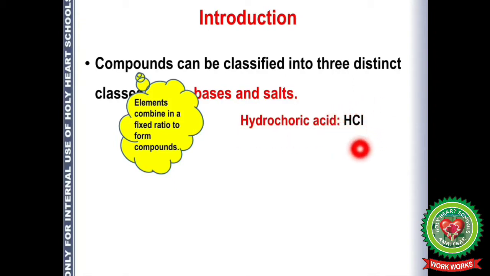Why are they in the ratio 1:1? Because of their valencies. The second example, let's take zinc chloride. The valency of zinc is +2 and the valency of chlorine is -1. So they combine in the ratio 1:2.